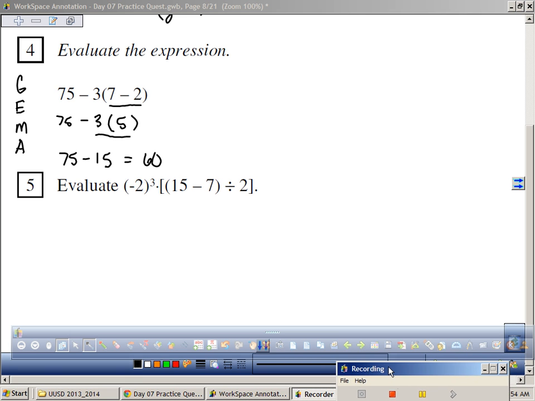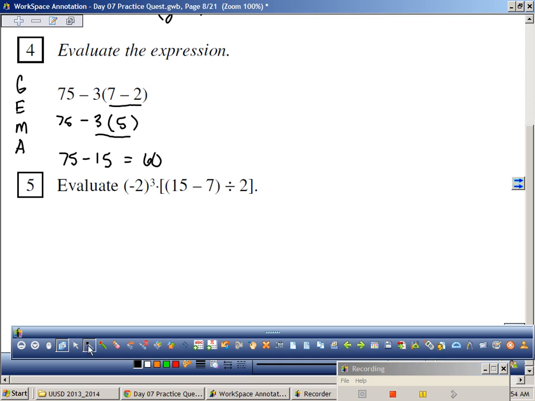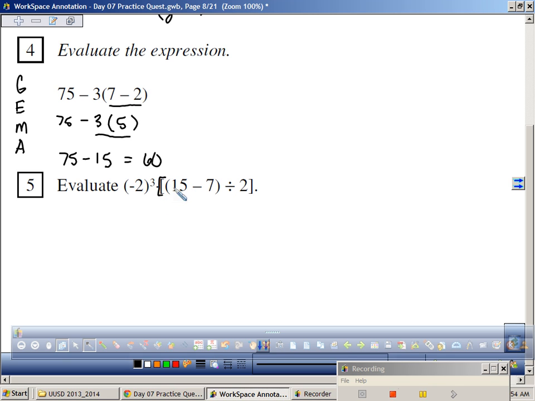All right, let's continue. Got about 20 minutes. We're good. Evaluate. Where do I begin in this mess? Inside the grouping symbols. Well, inside of these grouping symbols are more grouping symbols right there. So let's start here. So I'm going to recopy -2 cubed. Grouping symbol. What is 15 minus 7? 15 minus 7 is 8 divided by 2.